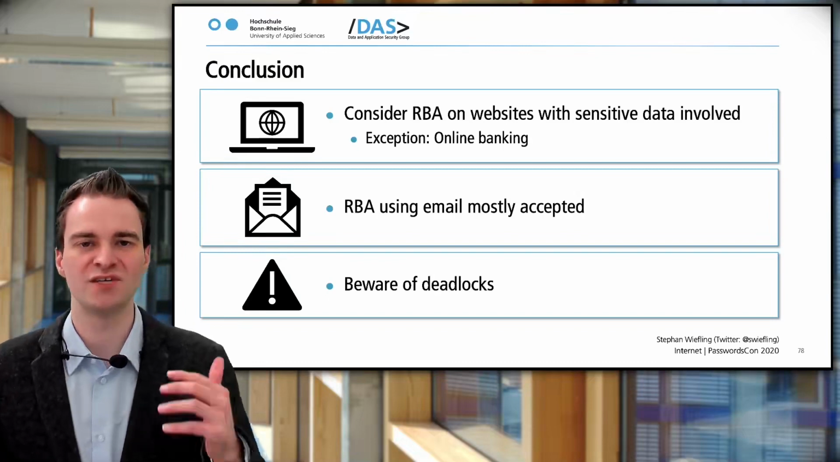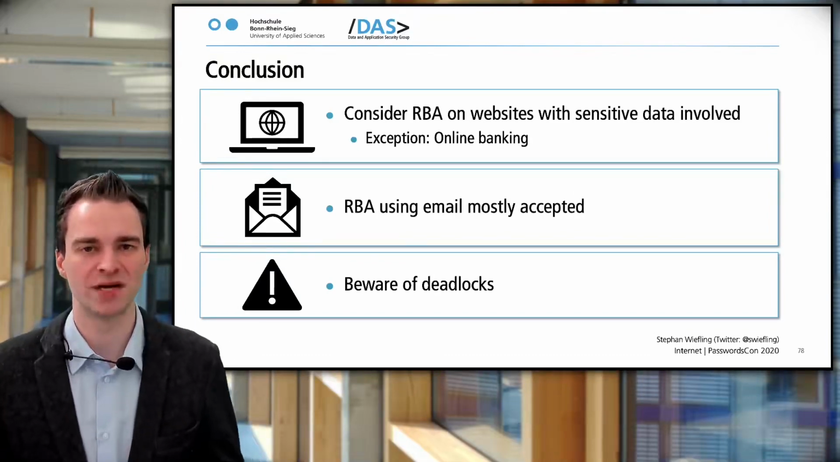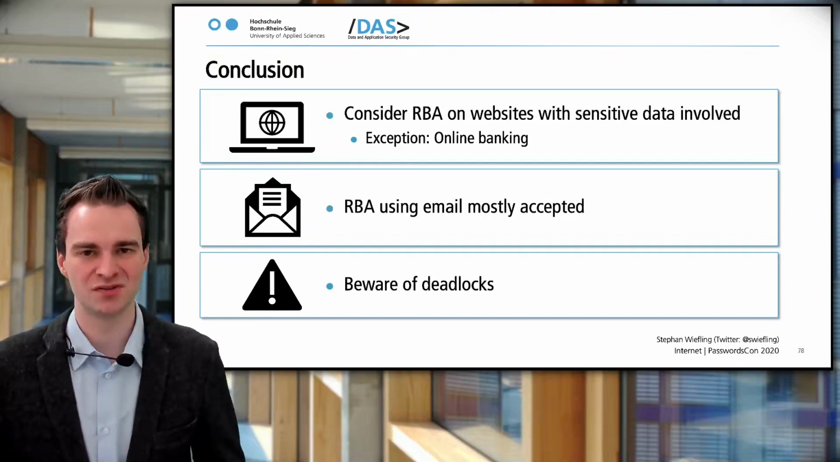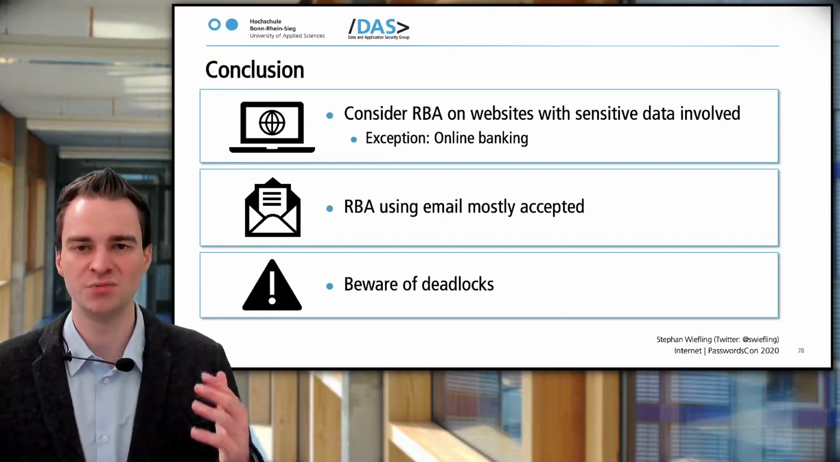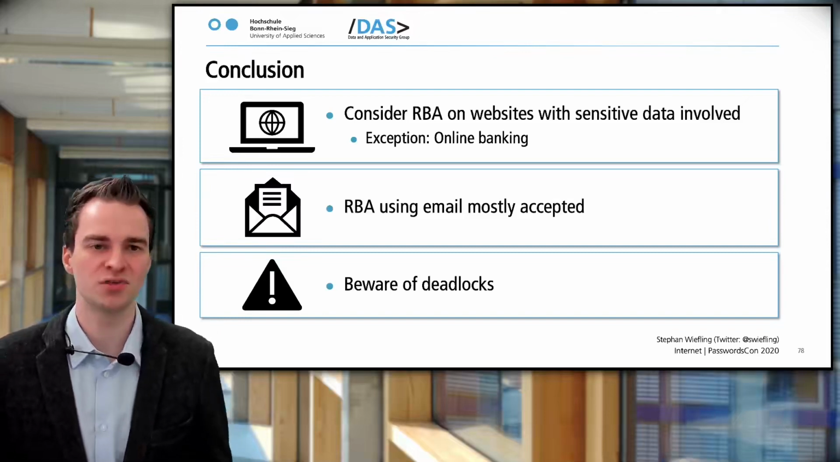And you really need to be aware of deadlocks. What is the additional authentication factor you're offering? Is there a fallback method somehow? Because as you saw in the Gmail example, it could be a very big problem if you can't get into your website and you're a legitimate user.